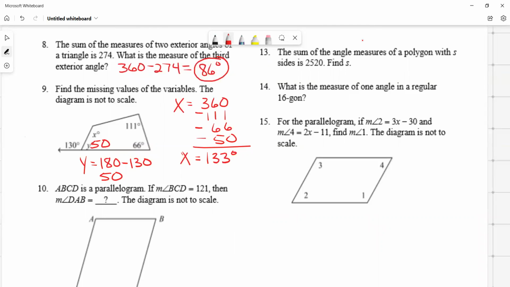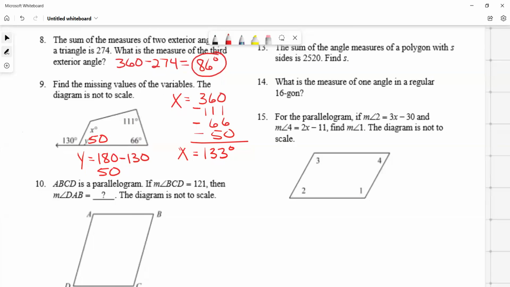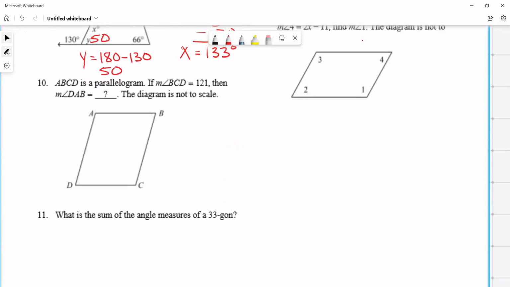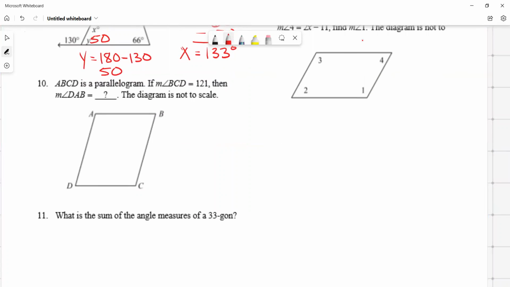Number 10, ABCD is a parallelogram. If the measure of BCD is 121, well, here's BCD. It is 121. Then DAB, opposite angles are equal to each other, so it's 121.